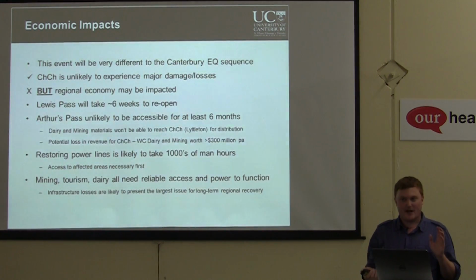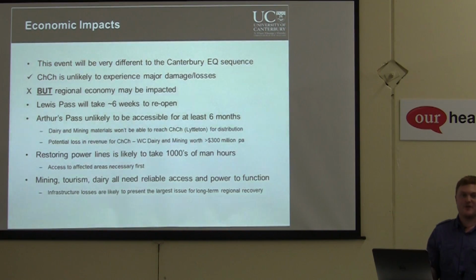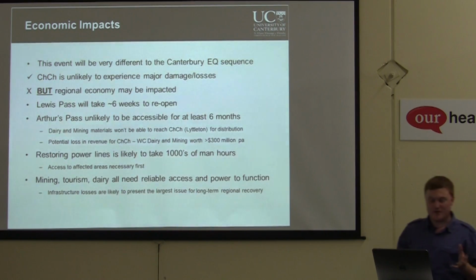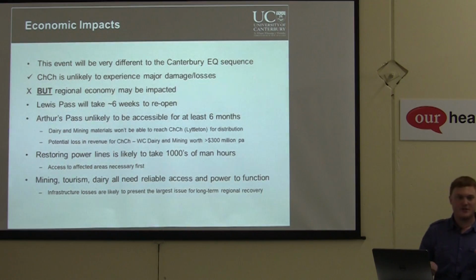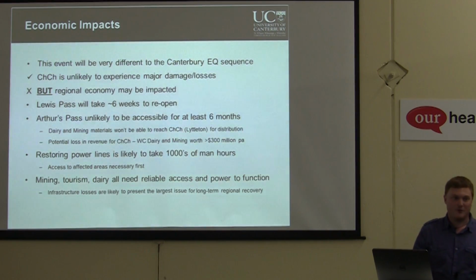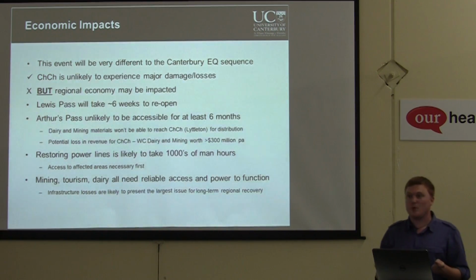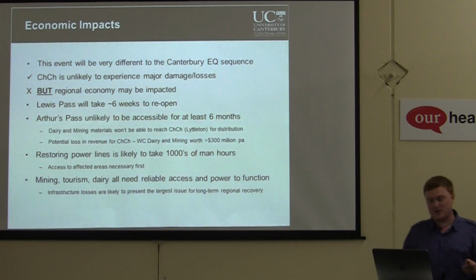So what might this look like for us? So we can start to see that this event, when it happens in the near future, it's going to be very different to what we have experienced in Canterbury. So in Canterbury earthquake sequence, we experienced substantial damage and losses. In Christchurch, we wouldn't expect that from an Alpine Fault event. The shaking will be strong, and we certainly feel it, and we might even see some slight damage, but we wouldn't expect to see the major losses that we saw in the Canterbury earthquake sequence.